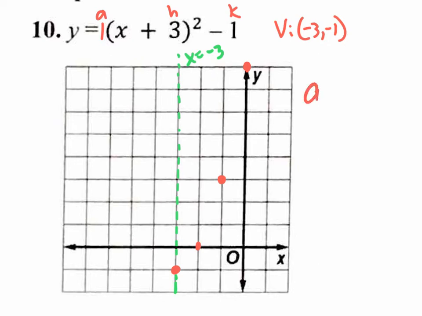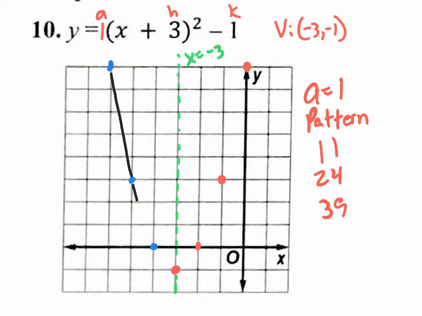Again, when your A value is 1, you're able to use the pattern 1, 1, 2, 4, 3, 9. And of course, with that axis of symmetry, you could reflect them over to the other side, and boom, we're done. I mean, graphing vertex form equations is amazingly easy and quick. Sorry, that wasn't the best graph, but there's your parabola right there.